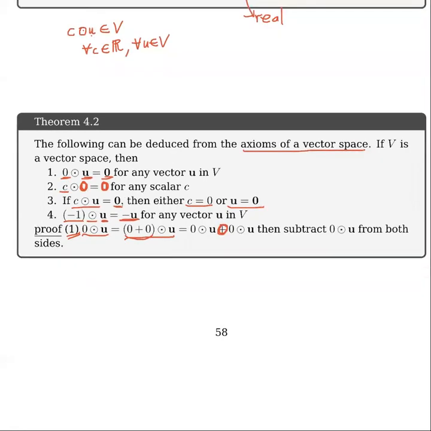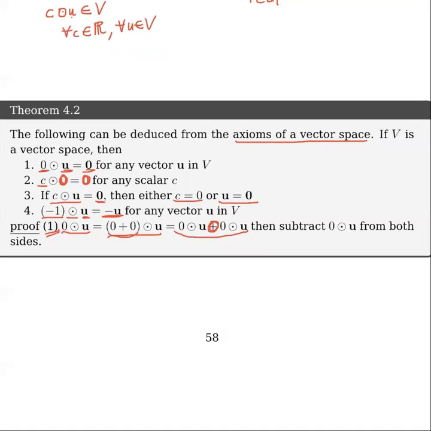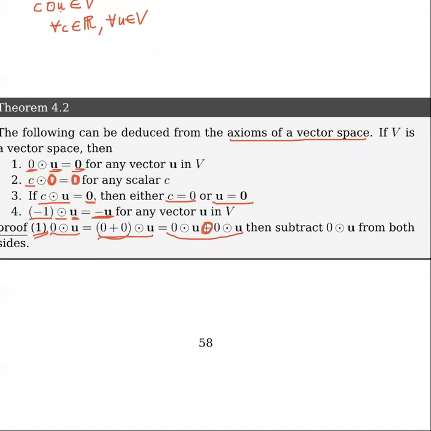Now I get this because of the distributive property. On the left-hand side, I have 0 dot u equals 0 dot u plus 0 dot u. So something on the left-hand side is equal to that something plus the same thing. Now let's subtract this vector from both sides. If I do that, one of them will go away and we will get the zero vector here. So we have shown this.